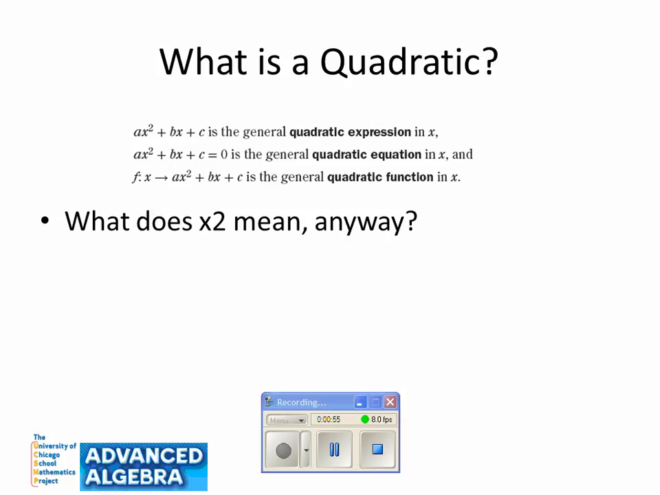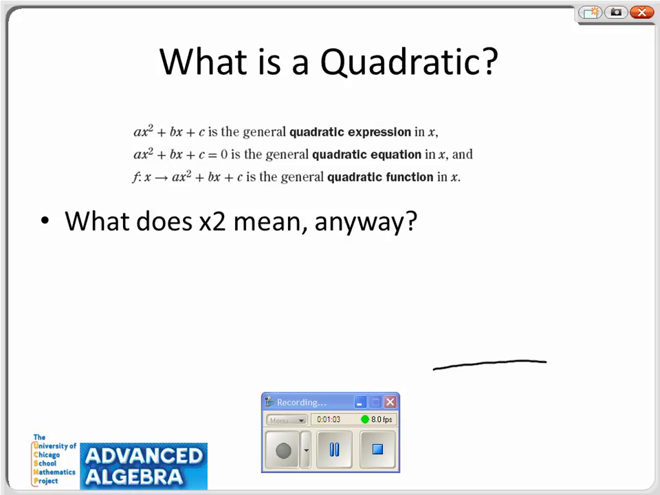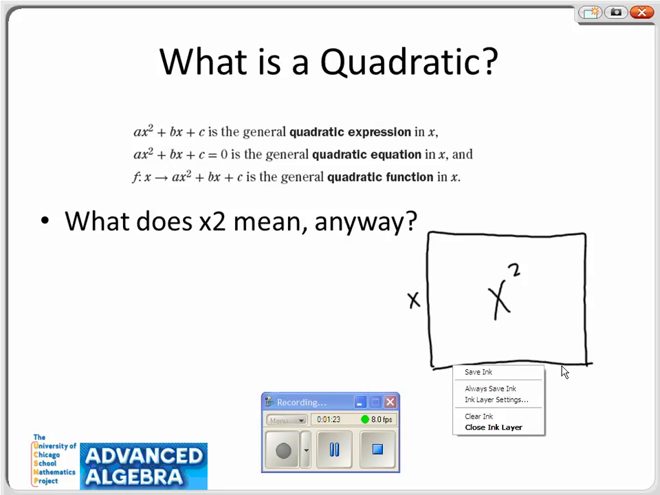What does x squared mean anyway? X squared, literally, if this is a distance x, this shape, where it's x by x, is x squared. It's the area of that square. So if x is a distance, x squared is an area. Believe it or not, x cubed is a volume. No surprise.